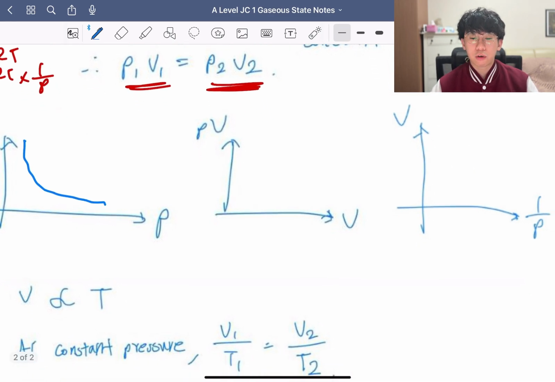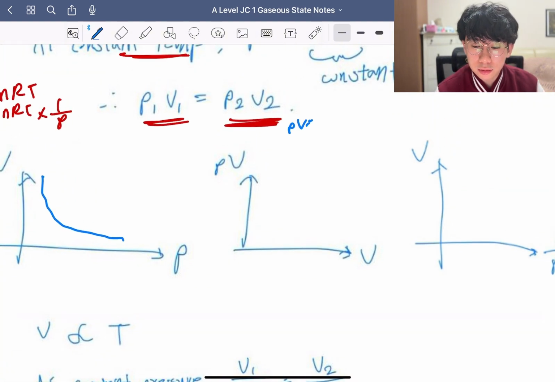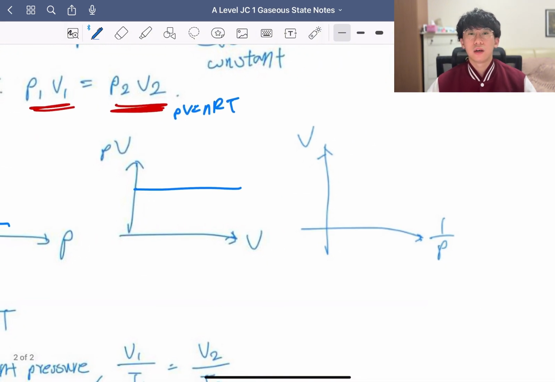Now, if the graph was PV against V, we know that PV equals nRT. I leave PV on the left side, and I see that there's no V on the right side. That means there's no relationship between PV and V, so the graph would just be a straight line. And next, for V against 1 over P, we already know that V is directly proportional to 1 over P by using the equation, so this is just a straight line. Now, wasn't that so simple?